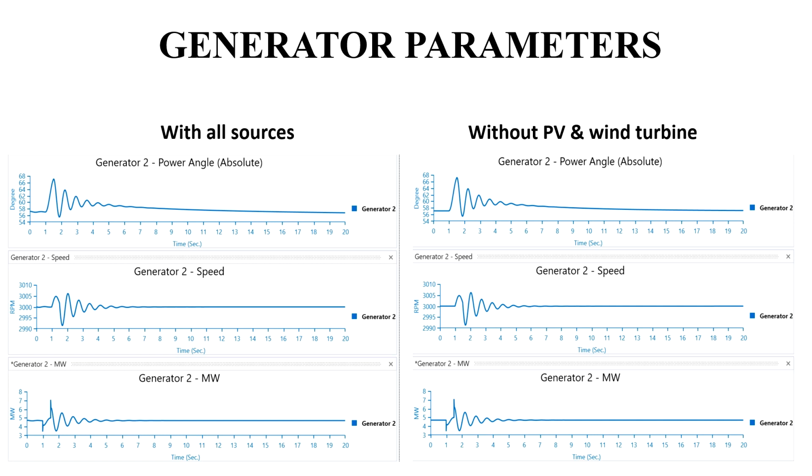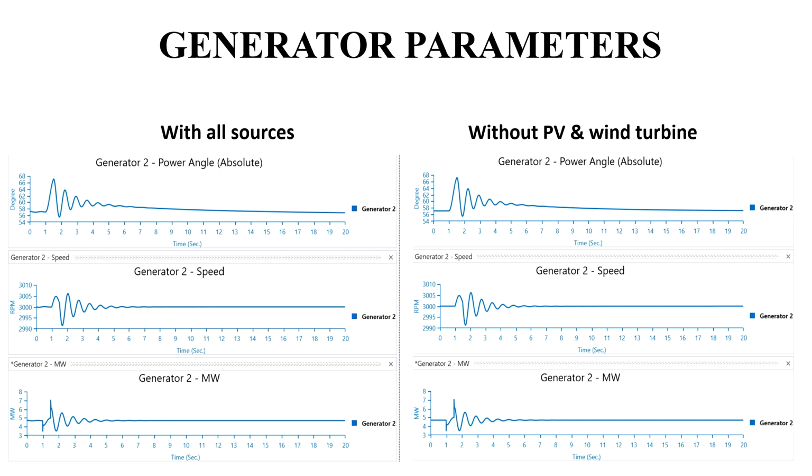This is the transient stability report of the generator parameters. On the left side is the transient stability report with all sources, and on the right side is without PV and wind sources. If we carefully notice the two graphs, we can see that there is no noticeable difference in the generator power angle, generator speed and megawatt after the fault is cleared. The fault is cleared at 1.5 seconds, and approximately after 5 seconds, the generator power angle, speed and megawatt stabilize. Same for the without wind and PV case as well.